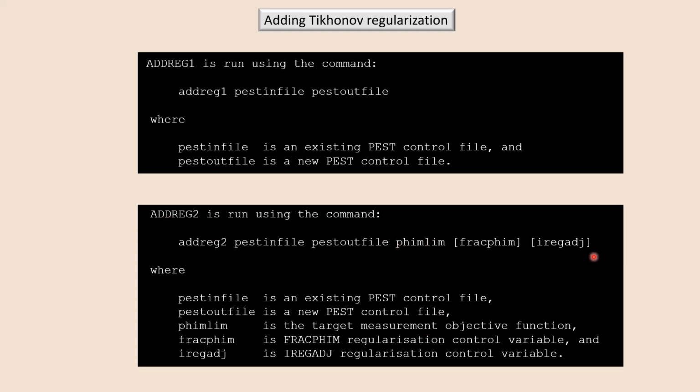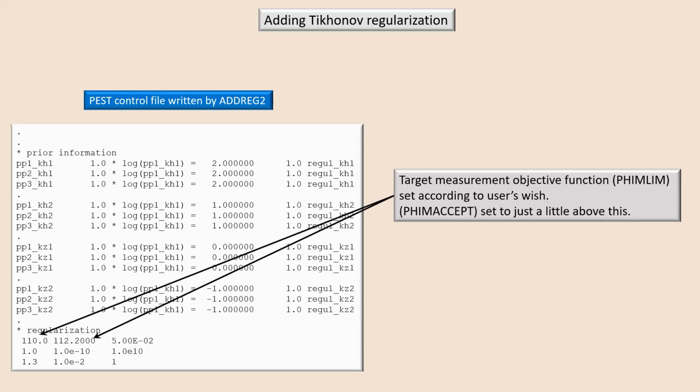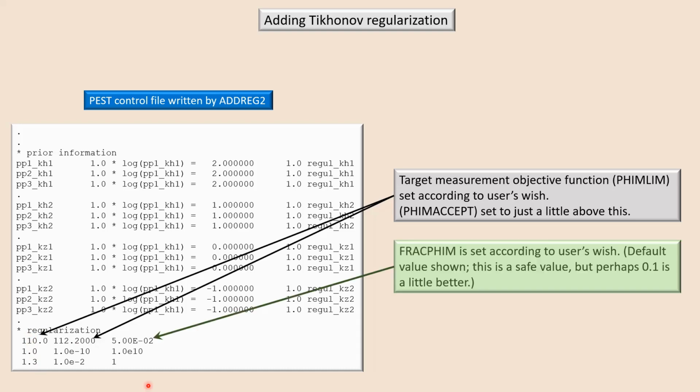adreg2 allows you to have some input into what appears in the regularization section of the PEST control file. As I just said, adreg1 applies default values to all entries in the regularization section of the PEST control file which it writes. If you use adreg2, you have the ability to set the target measurement objective function through the command line. This other variable, phi_m except, is set slightly above this phi_m_lim, the target measurement objective function. Optionally, adreg2 allows you to set a value for frac_phi_m, though 0.1 is often the best value for this variable.